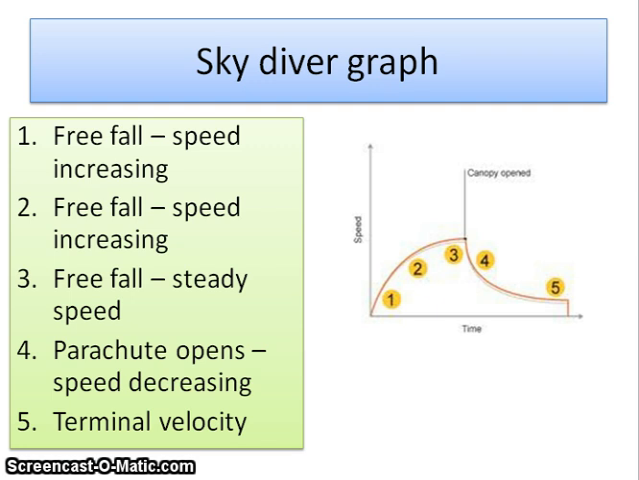Then after a while the skydiver will reach its terminal velocity, because the skydiver is free falling as fast as it possibly can. Then when the skydiver opens its parachute, the speed will decrease, and that's because you've created a larger surface area for the air particles to be trapped in, and that will decrease the speed.